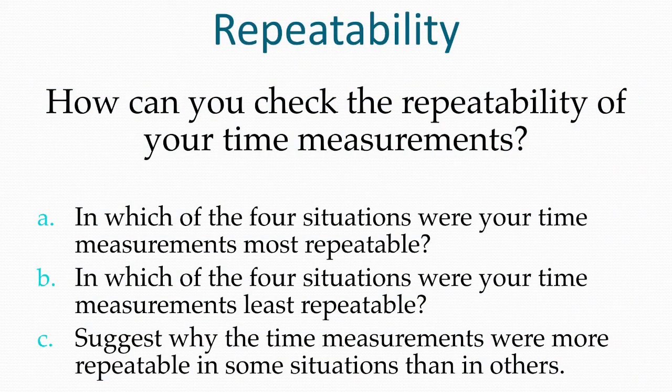The repeatability of the experiment describes how likely you are, if you do the experiment again and again, to get the same sets of results. Some of the experiments may have given you a very close set of results, whereas the others may have given you quite a wide spread of results when you did your repeats. I'd like you now to work through questions A, B and C and describe which of the experiments gave you the most repeatable and the least repeatable results, and suggest why in terms of the measurement of the timing.